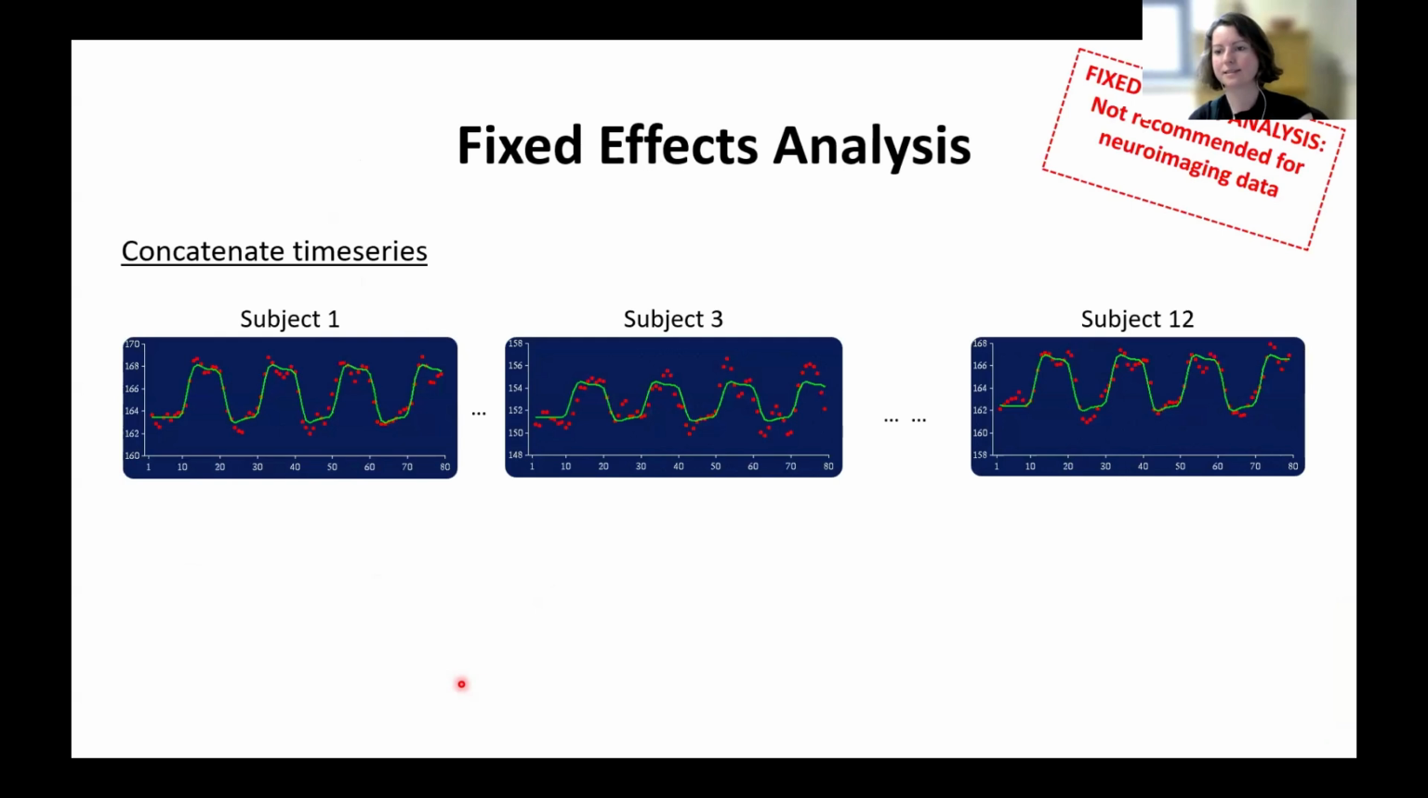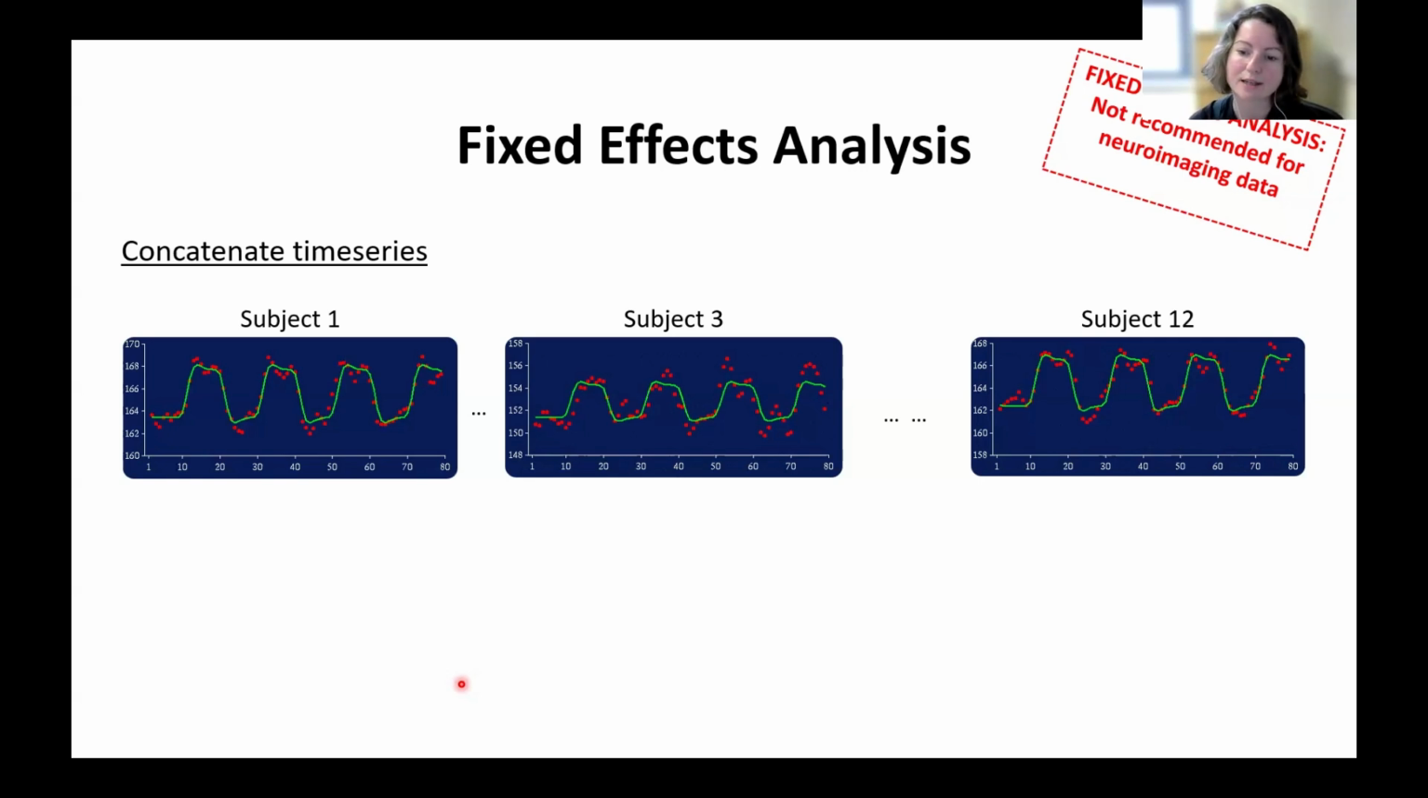Now, another type of analysis that you may have heard about is a fixed effects analysis. And this type of analysis ignores the fact that each subject is a random sample from the population and therefore prevents us from drawing conclusions about the population. And that is why this is not recommended for most neuroimaging analysis. But I will still explain how it's implemented in SPM so you can appreciate the difference between the two.